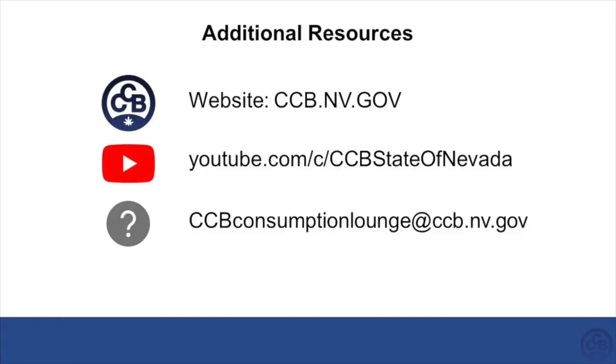If you have additional questions, please visit the resources and links on our website. There you can find answers to frequently asked questions and additional resources to assist you with the application process. If you don't see your questions answered, you can email us at ccbconsumptionlounge@ccb.nv.gov.